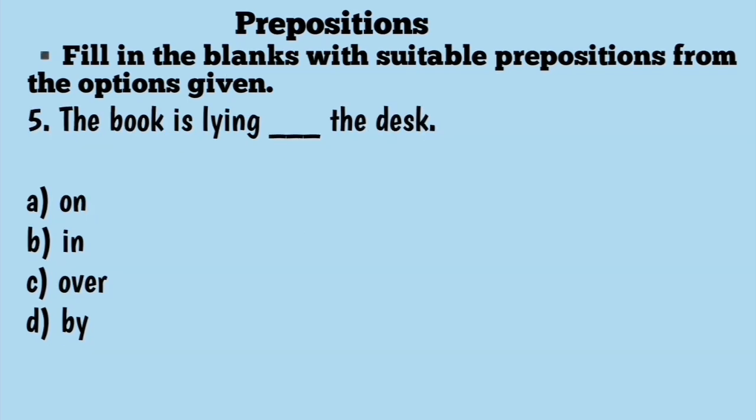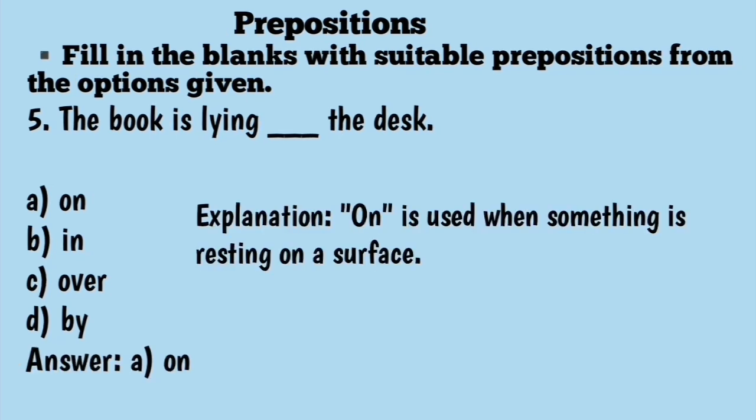Next, the book is lying dash the desk. Option A on, option B in, option C over, option D by. Answer is option A on. On is used when something is resting on a surface.